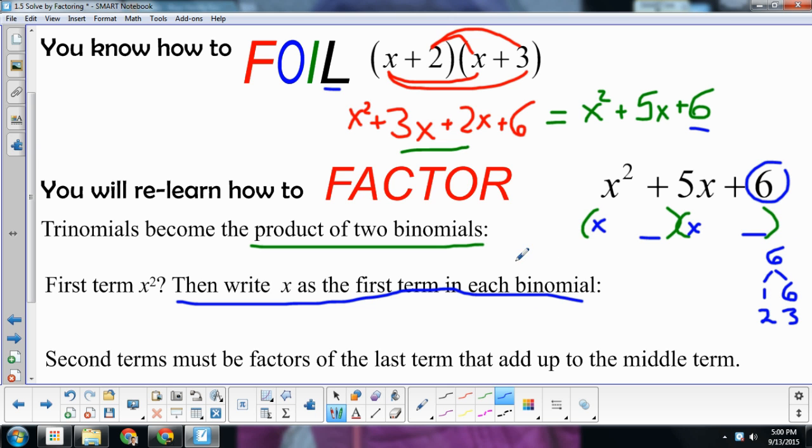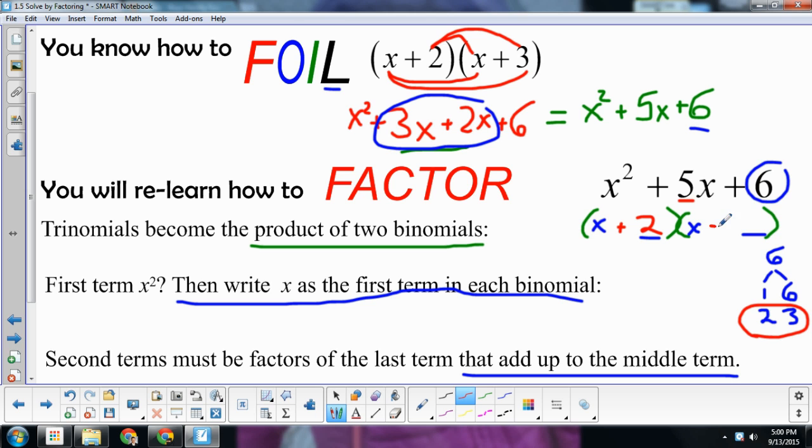However, when I do FOIL, I take the outer and the inner terms, and usually I add that together. So I need the pair of factors that add up to the middle term in my trinomial. Of these two pairs, 1 and 6 or 2 and 3, 2 and 3 are the pair that multiply together to be 6 but add up to be 5. Both are positive, so I'll put a plus in each pair of parentheses. I'll call this one x plus 2. My other binomial will be x plus 3.